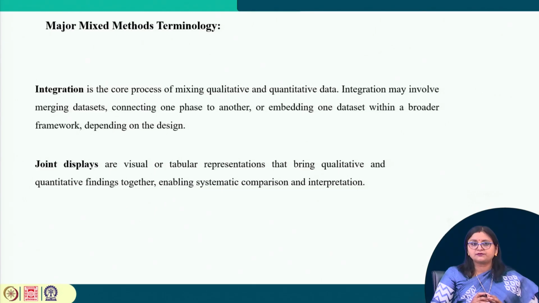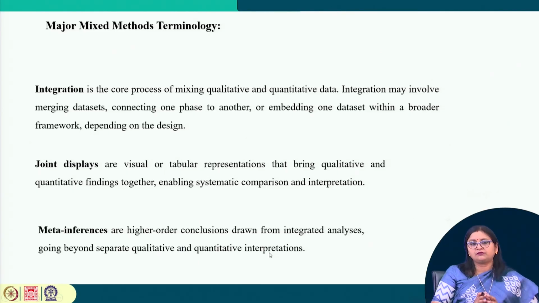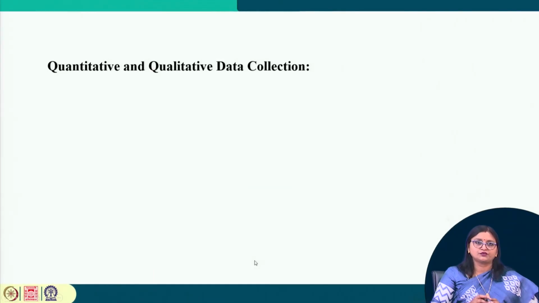Then joint displays are visual or tabular representations that bring qualitative and quantitative findings together, enabling systematic comparison and interpretation, and they are easy to understand for the readers of your research report. The meta-inferences are higher-order conclusions drawn from integrated analysis, going beyond separate qualitative and quantitative interpretations. So, these were the terminologies of mixed methods research as per Creswell.